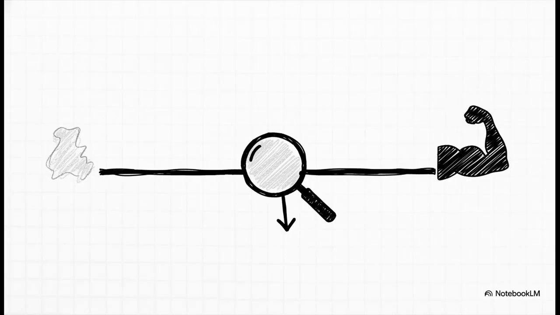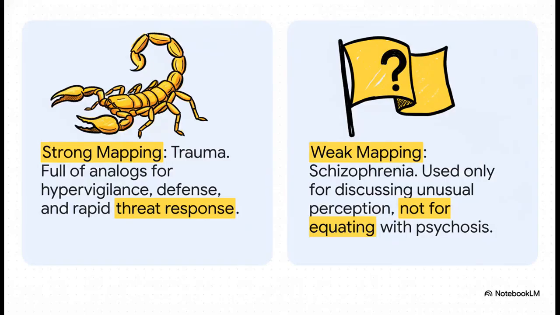But what's really, really smart about this whole thing is that the system knows its own limits. It doesn't just pretend every single analogy is a perfect one-to-one fit. The people who built this actually rated every mapping on a scale from weak all the way to strong. And that, to me, shows some real scientific caution. They're being upfront about where the parallels are really solid and where they're a bit more of a stretch. And here's a perfect illustration of that.